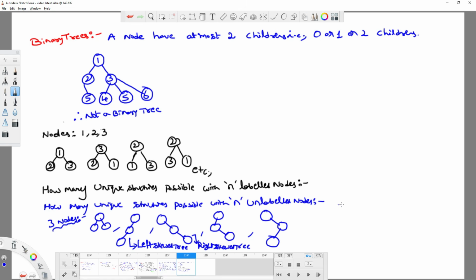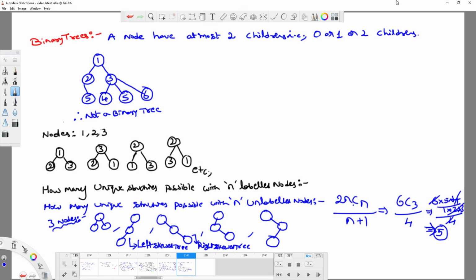So, if I generalize it, you will get 2n Cn by n plus 1, the number of structures possible with n unlabeled nodes. Try to substitute the formula for n as 3. Then you will get 6C3 by 4. 6C3 means what? 6 into 5 into 4 by 1 into 2 into 3, by 4. 6, 6 cancel, 4, 4 cancel. You will get finally 5. Right? Are you getting only 5 structures or not?